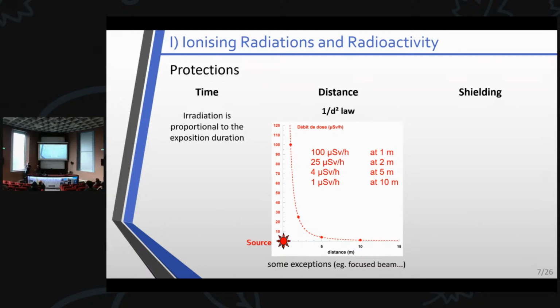The distance, more or less, the irradiation depends on this type of 1/distance squared law. So if you are far from the source, obviously the danger is lower, and when you get closer, it rises quite sharply. Okay, there are some exceptions, but a lot of ionizing radiation works that way. It's very basic. Do not come close to the source.